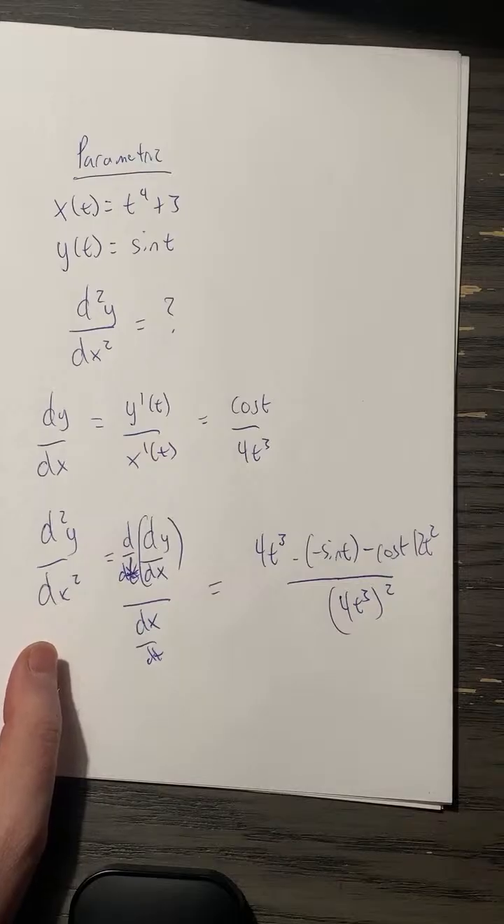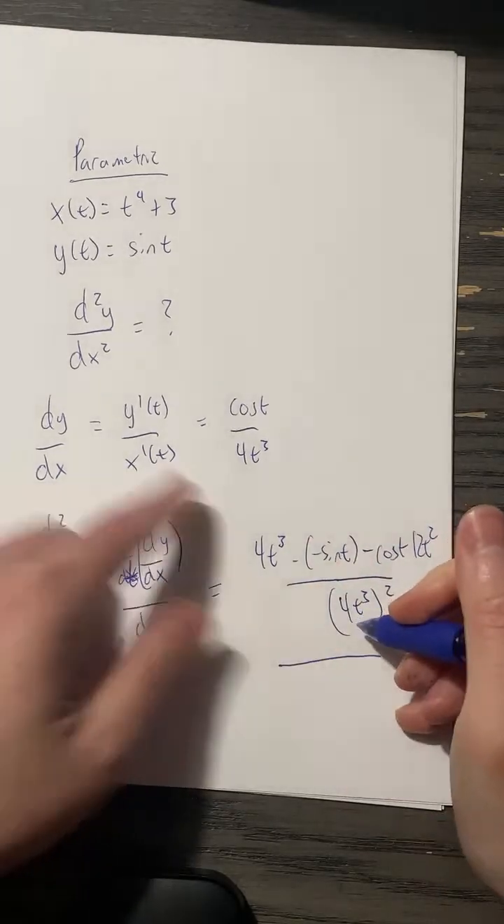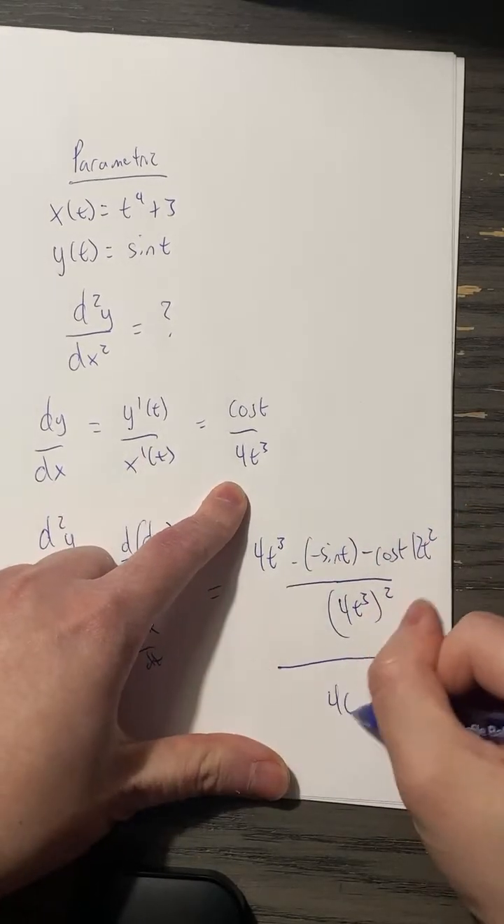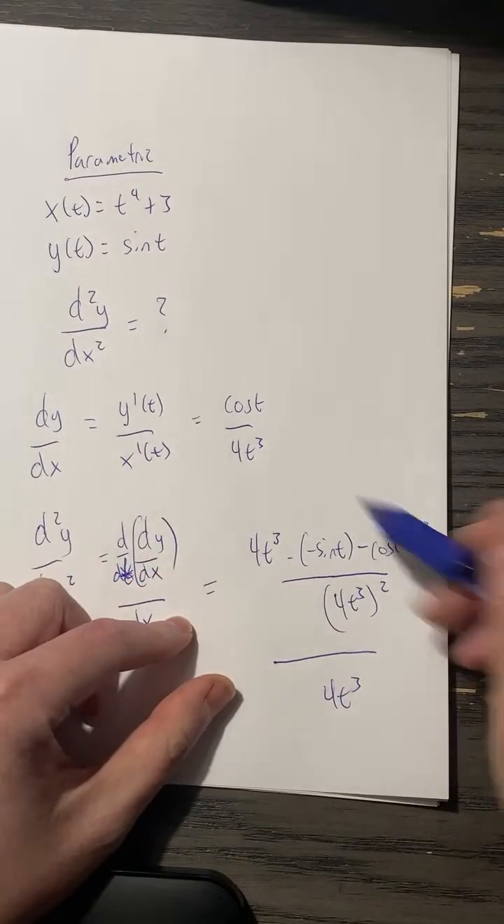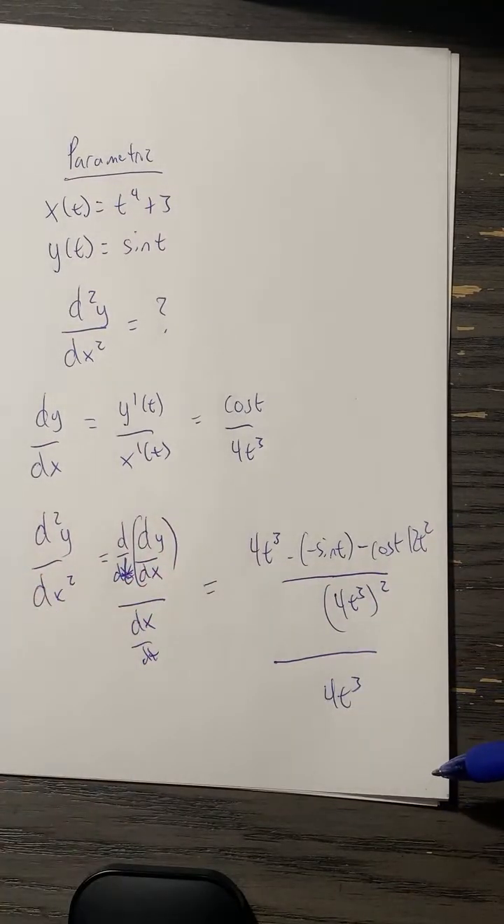I mean, that's really late. And then you divide by dx/dt, which is 4t cubed. And I don't need you to simplify, so this is the answer. On an AP exam, you might have to simplify.